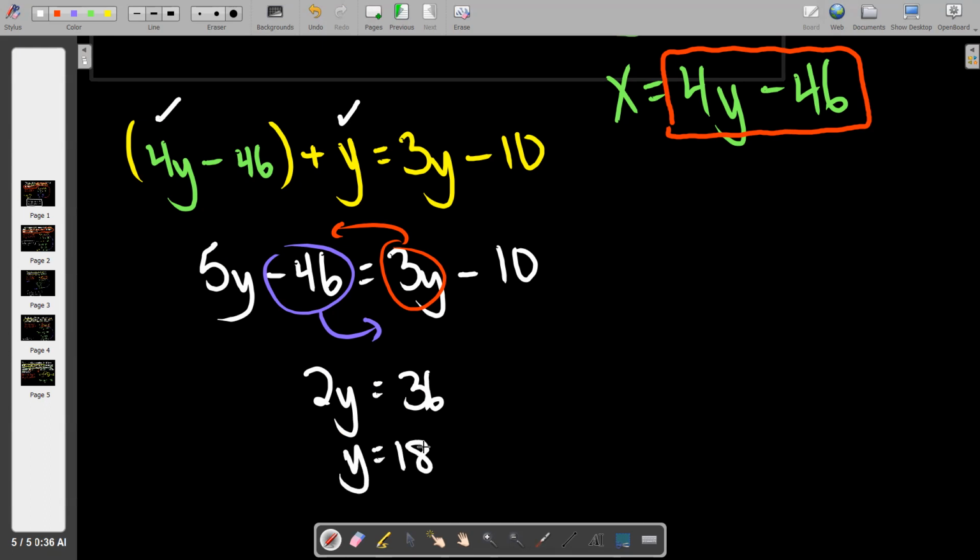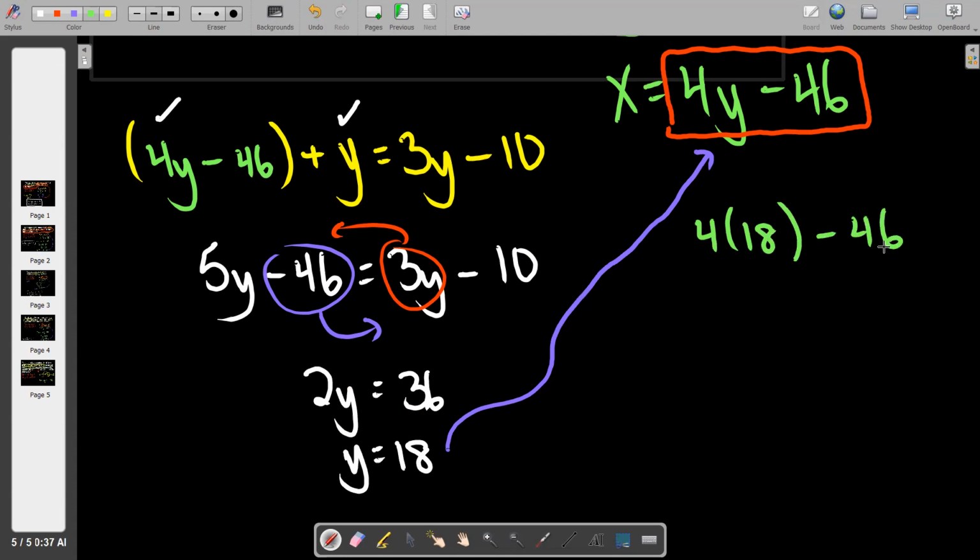Beautiful. And since we use substitution, the most attractive feature of substitution is what I get to do at the end, and that is follow the purple arrow and just go put it in the box. So the box quantity would now say 4 times 18 minus 46. And what's 4 times 18?